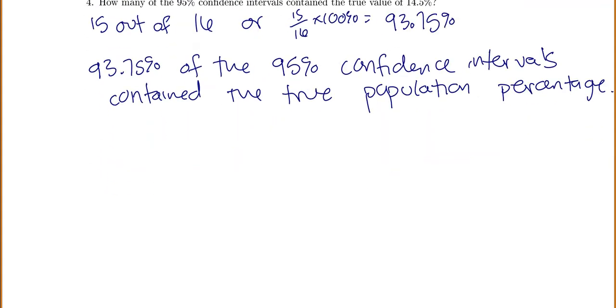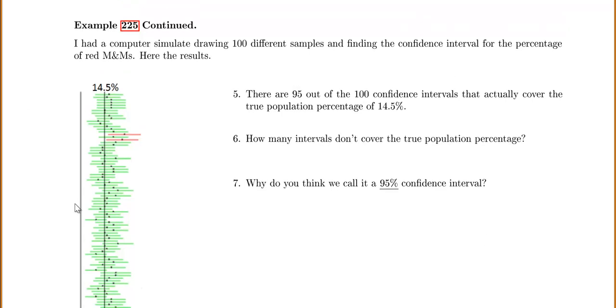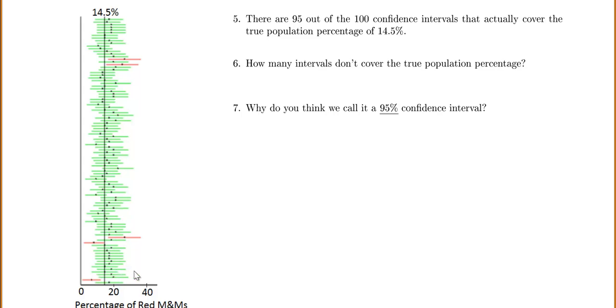So let's continue this example. I had a computer simulate drawing 100 different samples of these M&Ms and finding the percentage of red M&Ms, and here are our results. So what they do is they draw in these confidence intervals for us. Each line represents a confidence interval. The dot in the middle represents the sample percentage, and then the little green or red lines extend out two standard errors. The line down the middle is the true value of 14.5%.